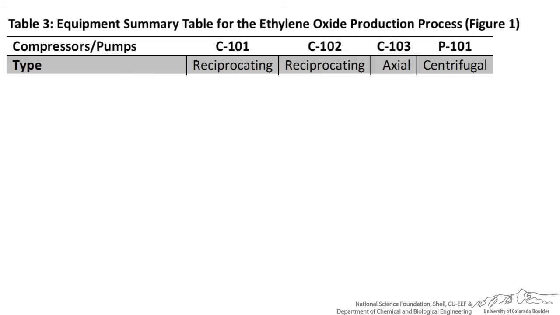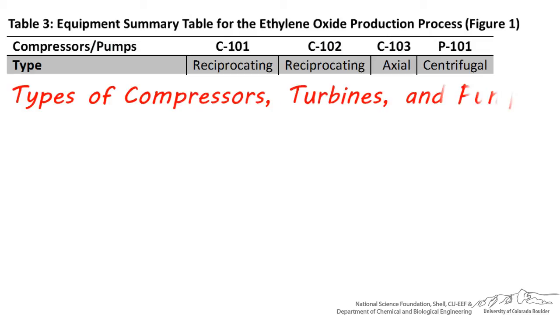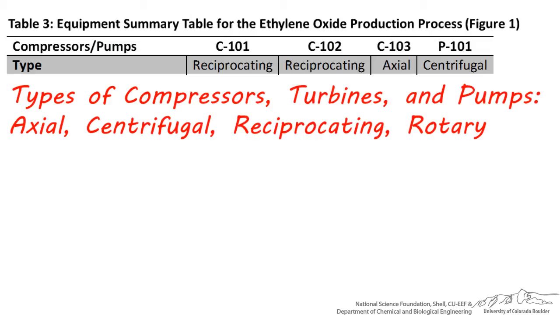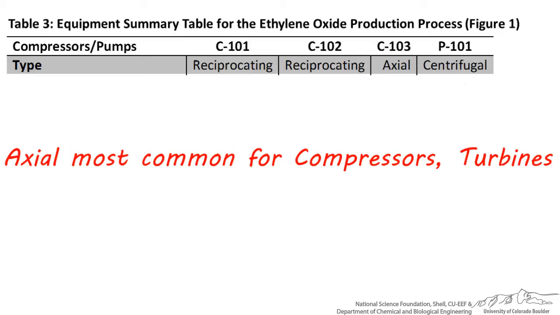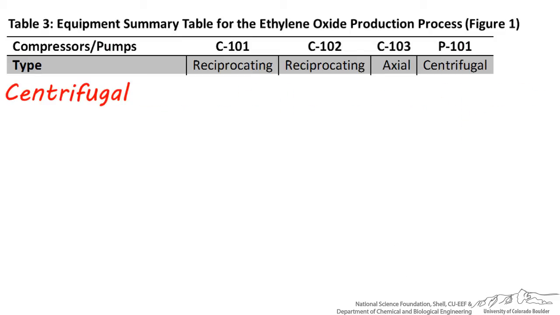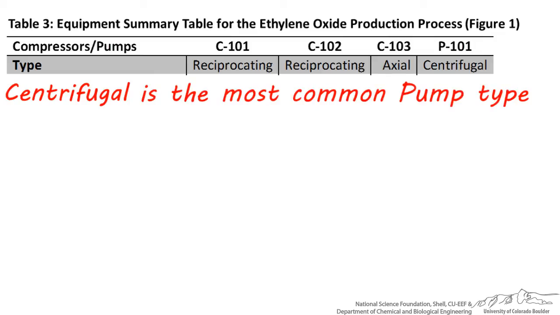One of the first pieces of information you should provide is type. Though there are many choices, there are four general types of compressors, turbines, and pumps: axial, centrifugal, reciprocating, and rotary. Axial is the most common type of compressor and turbine for large chemical processes with high flow rates. Centrifugal is the most common pump type used in large chemical processes. In almost all cases, this design is the cheapest, most efficient way of increasing the pressure of liquids for low viscosity, high flow rate applications.